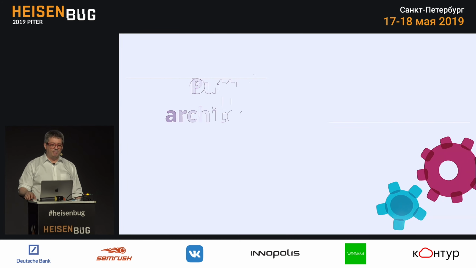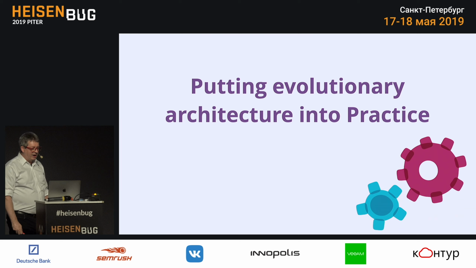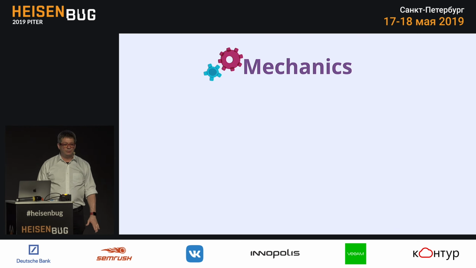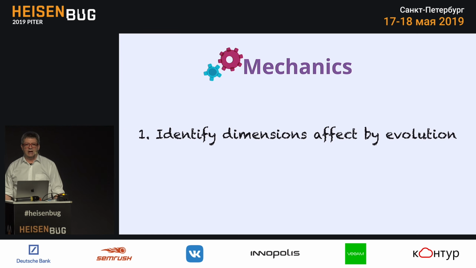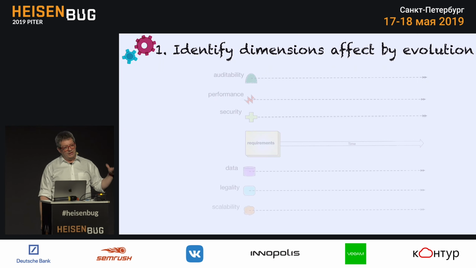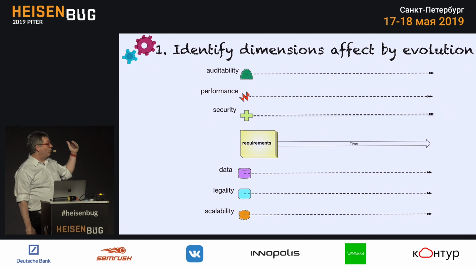So I'll wrap up by talking about how you put this stuff into practice. The first thing you do is identify dimensions that are interesting to you from an architectural standpoint. And this is really a prioritization exercise. What things do we need to preserve over time? What are the most important aspects of my architecture?